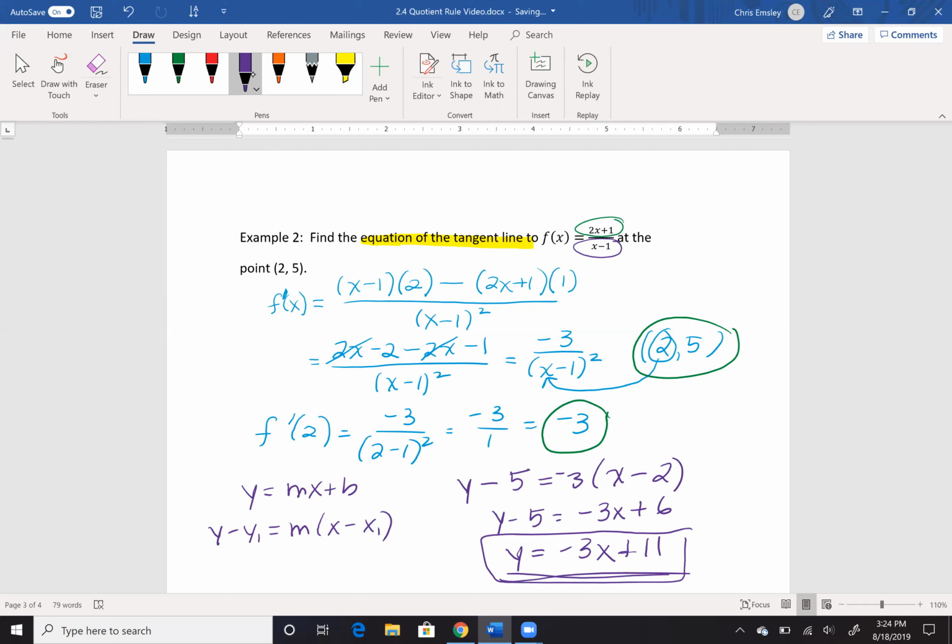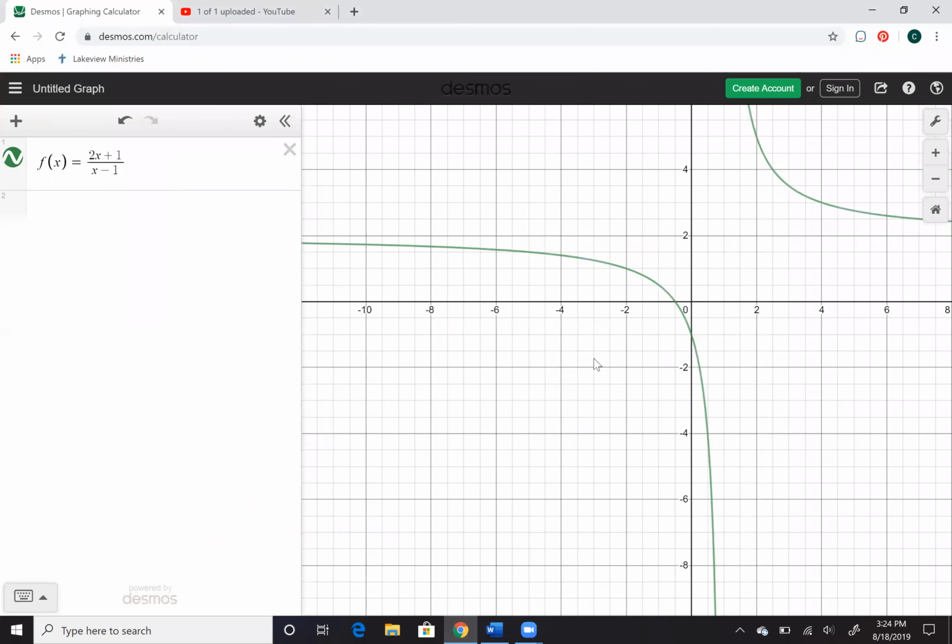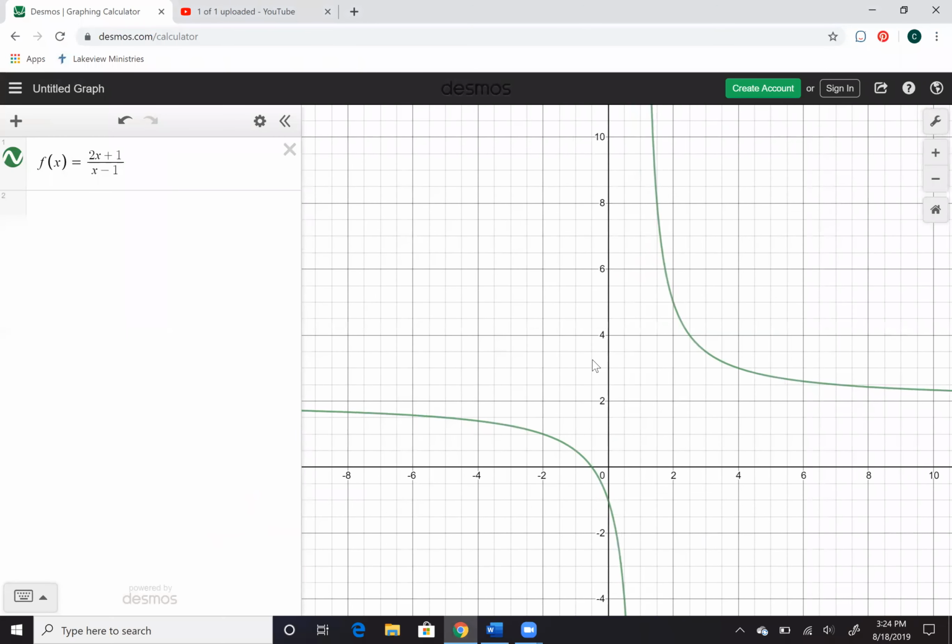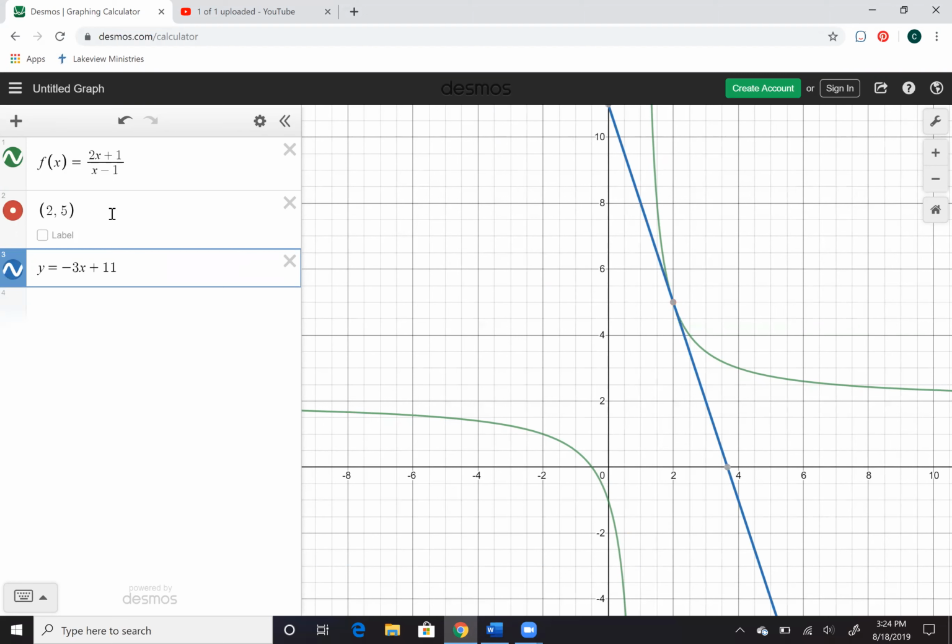And let's take a look real quick in Desmos just to get a visual understanding of what's going on in that problem. So here is our original function. I went ahead and graphed it for you. That was that rational function we started with. And remember, we were looking for the tangent line at the point (2, 5). So there's our point of interest. And the equation that we found for that tangent line was y equals negative 3x plus 11. So there you can see our tangent line right at that point (2, 5). So graphically, that's what was going on in that problem we just worked.